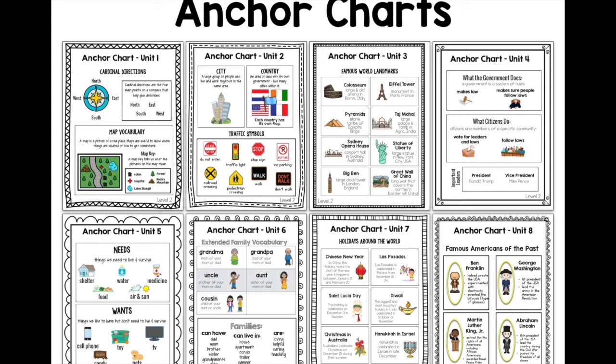Unit 4 looks at the very basics of government: what a government does, what citizens do, and then two important leaders in our country, the president and vice president. Unit 5 looks at discriminating between things that we need versus things that we want. Unit 6 gets into some extended family vocabulary: grandma, grandpa, uncle, aunt, and cousin, and then some features of a family. Unit 7 looks at 6 holidays around the world, what the holiday is, when it's celebrated, and where it's celebrated. And Unit 8 looks at 4 famous Americans of the past.